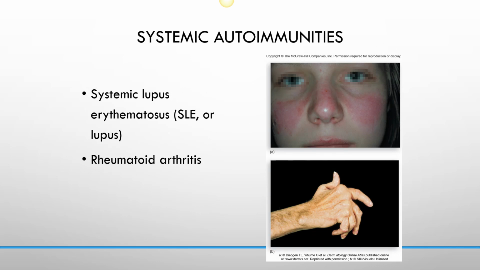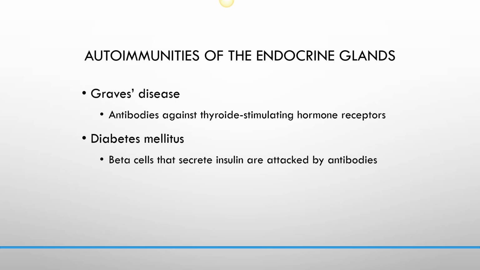And I'm just going to go through very quickly some examples of autoimmunities. So systemic lupus erythematosus is a systemic disease that affects multiple organ systems and causes rash in multiple areas and arthritis. Rheumatoid arthritis, which is confined to the joints, usually in the hands and knees. Graves' disease is where there's inflammation of the thyroid, which leads to swelling and hyperproduction of thyroid hormones. Diabetes mellitus is the attack of the pancreas, which leads to an inability or decreased ability to produce insulin.